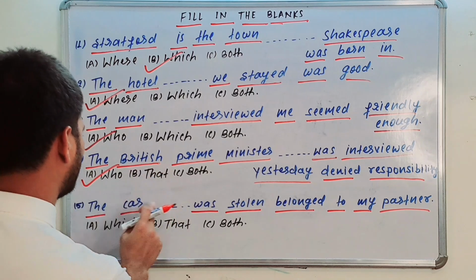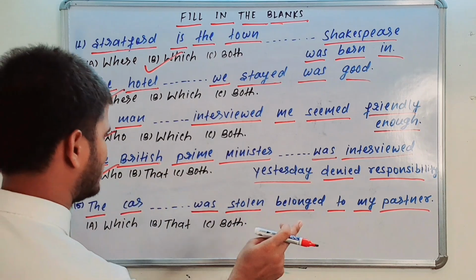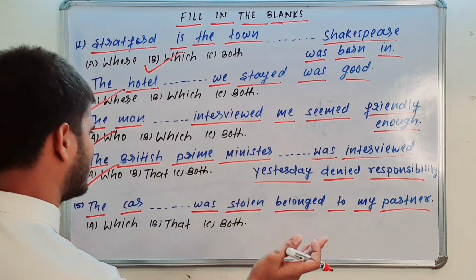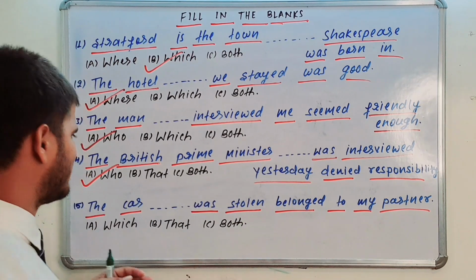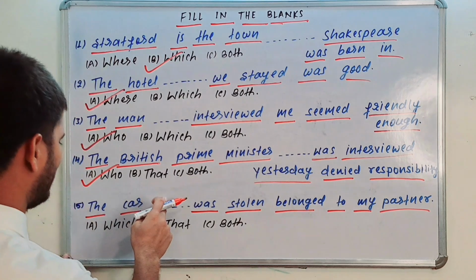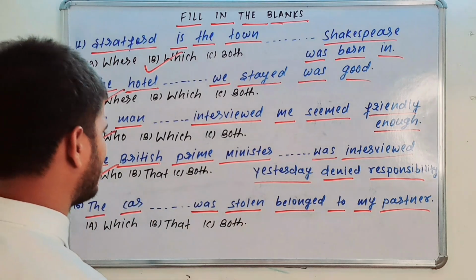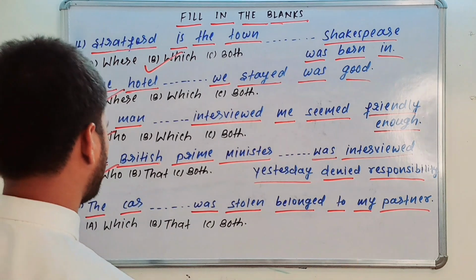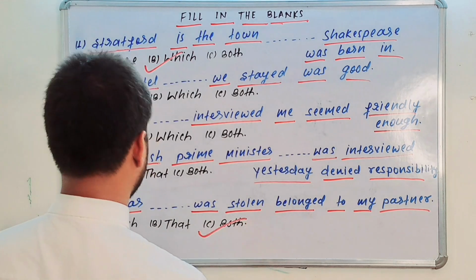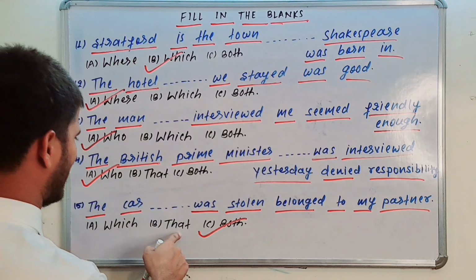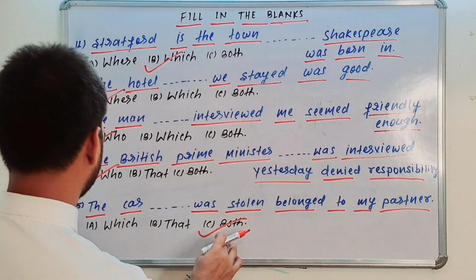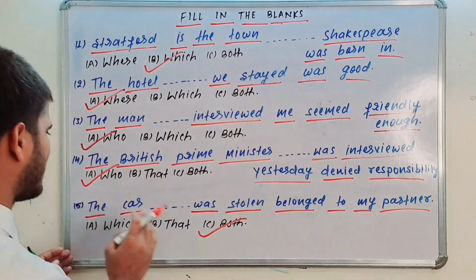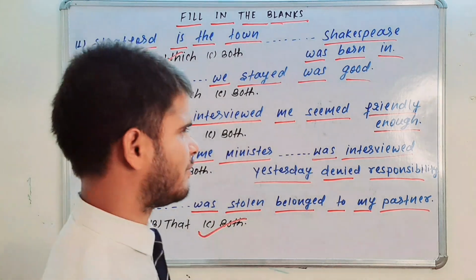something. So that's why: the car which was stolen belonged to my partner, and the car that was stolen belonged to my partner. Here try to understand the sentence. The car which was stolen belonged to my partner. The car that was stolen belonged to my partner. So option C, either which or that, is the right answer, both.